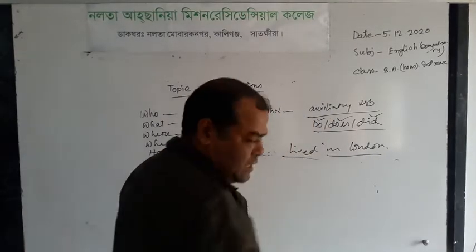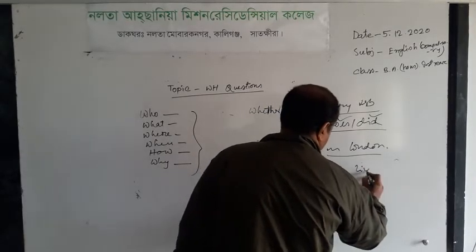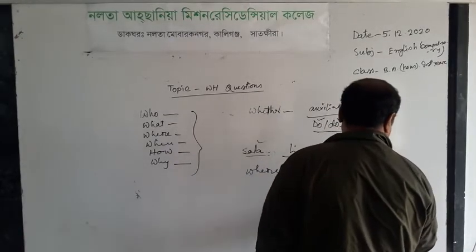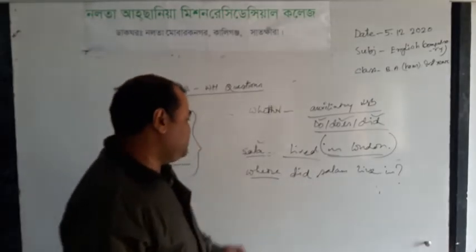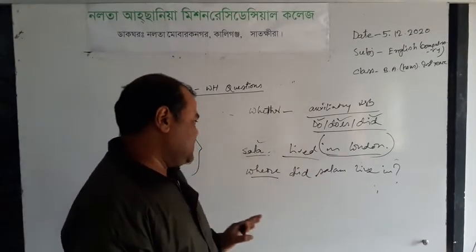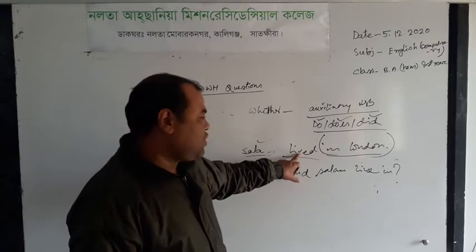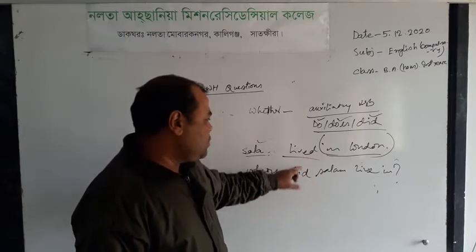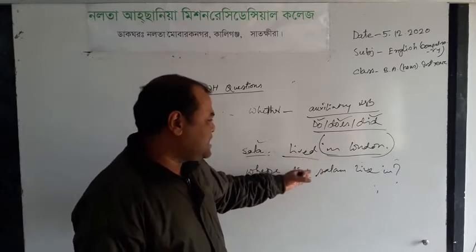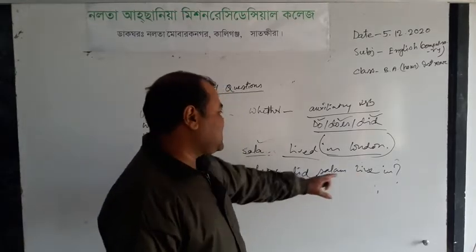Next, instead of the place in London, you can use where: Where did Salam live? Why have we brought where instead of in London? When we bring the WH word where, London will be omitted. And why have we brought did? Because the verb was in past form, lived. For past form, we have brought did. And if you bring did, you have to be careful that whenever you bring did, the verb will turn into present form. So instead of lived, we have used live here. Where did Salam live?